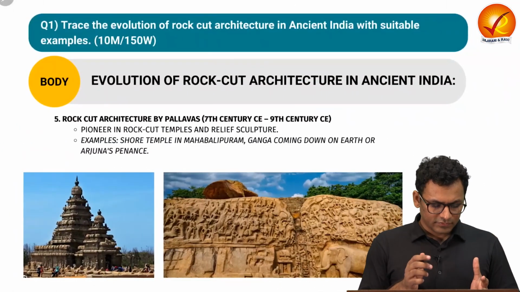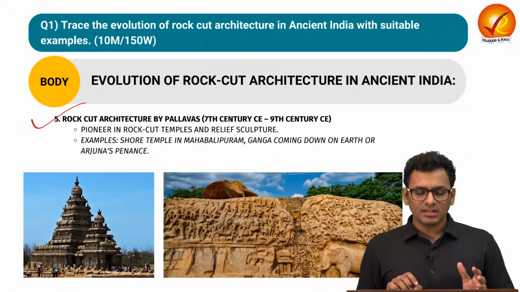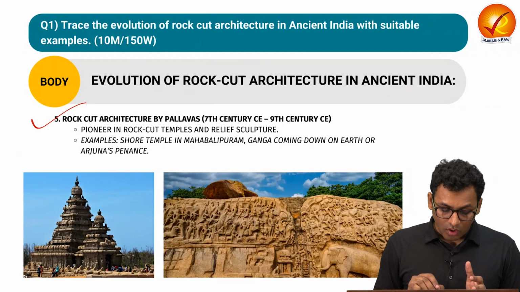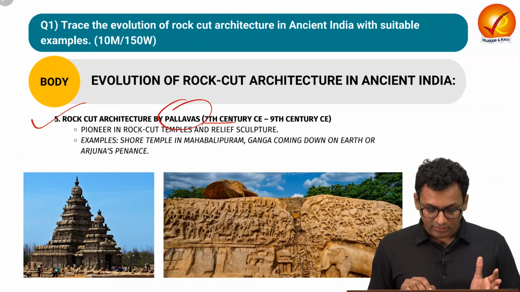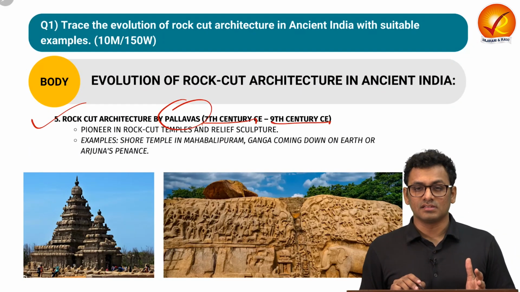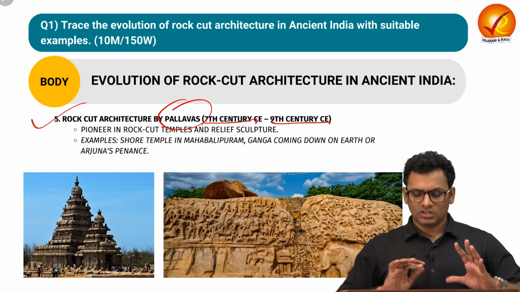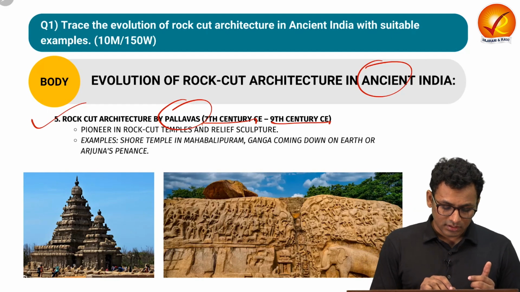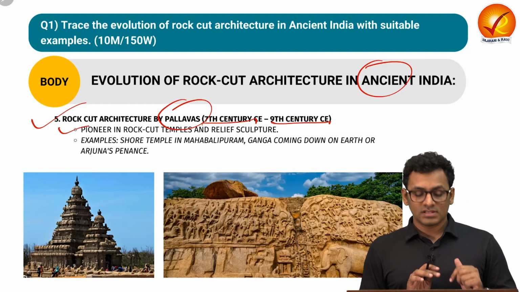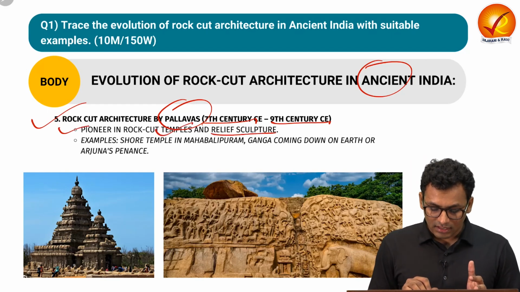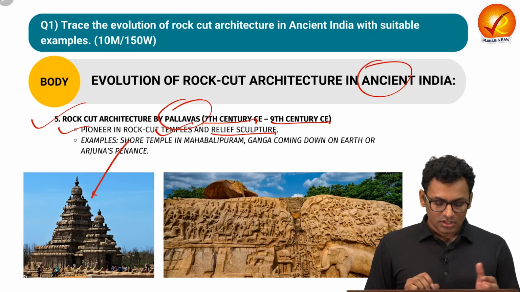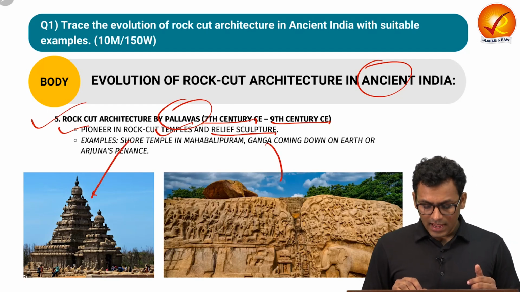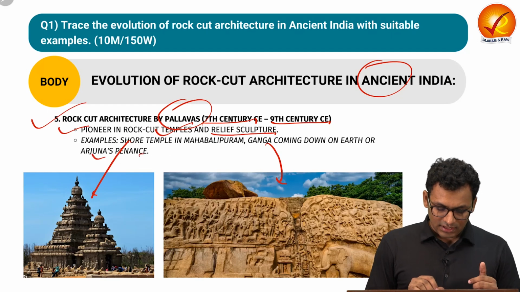So this is the fourth point, and in the fifth point you can talk about the rock cut architecture by the Pallavas, which is from the 7th century CE to the 9th century CE. Now we are specifically limited to ancient India, so this would be the final point over here. You can talk about how Pallavas pioneered the rock cut temple and relief sculptures. Example, the Shore temple at Mahabalipuram and Ganga coming from earth, that is Arjuna's penance.